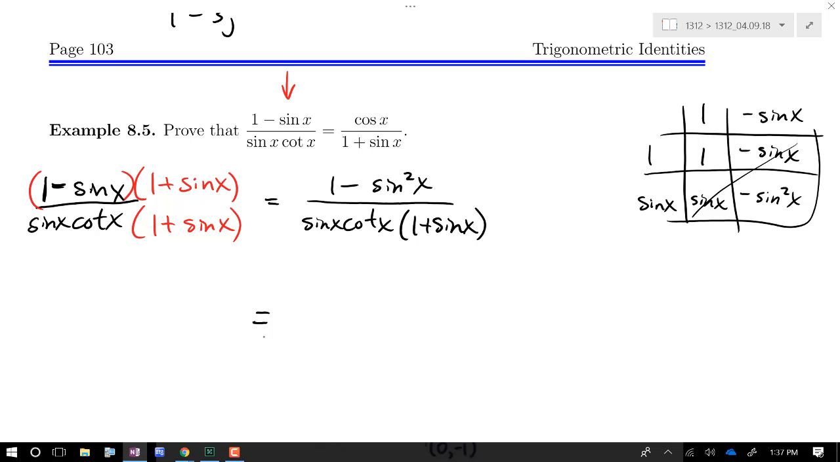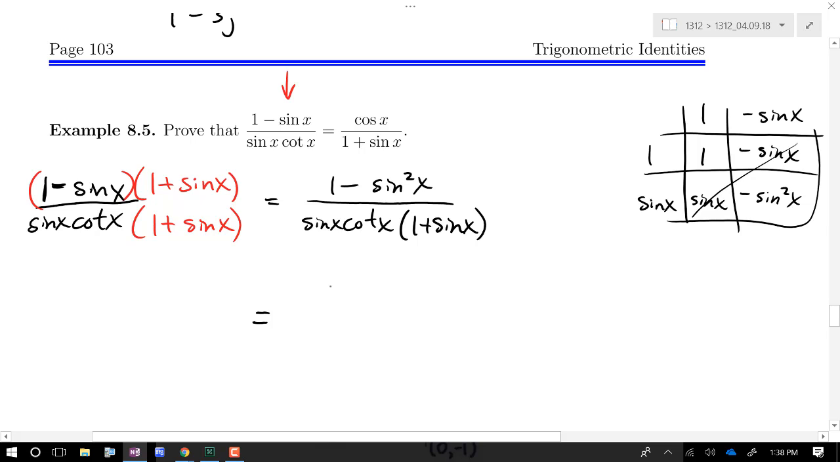Now, I feel like we're making progress here. One of the things that makes me feel like I'm at least on the right track is that this 1 plus sine x introduces a factor of 1 plus sine x, and I do want that to be a part of my end result. There's the 1 plus sine x in the bottom on the right hand side. But we definitely have a little bit more work to do. What is 1 minus sine squared x equal to?